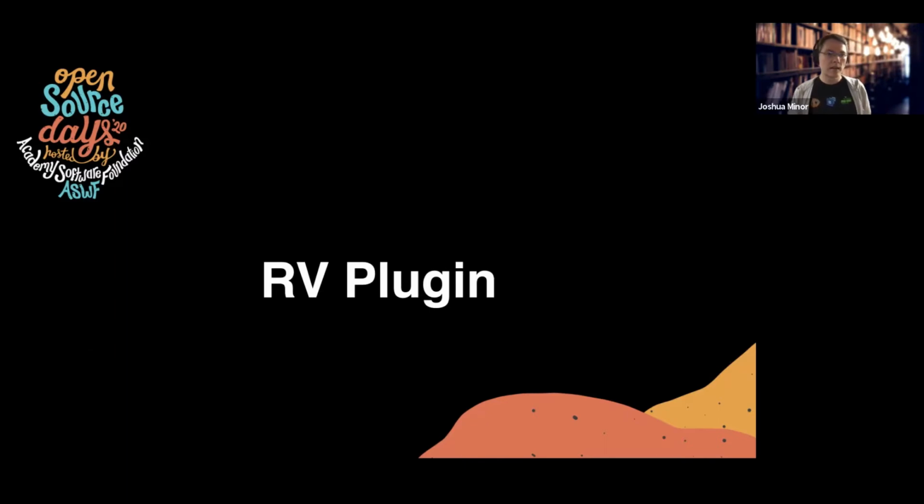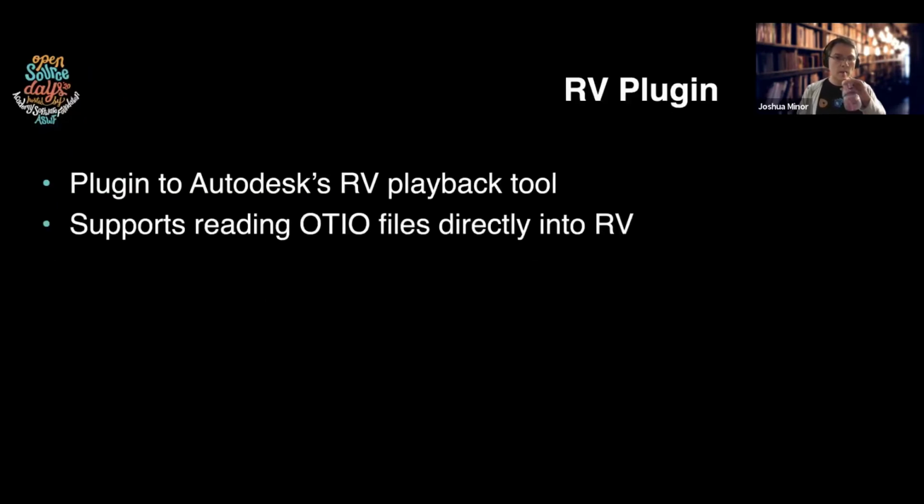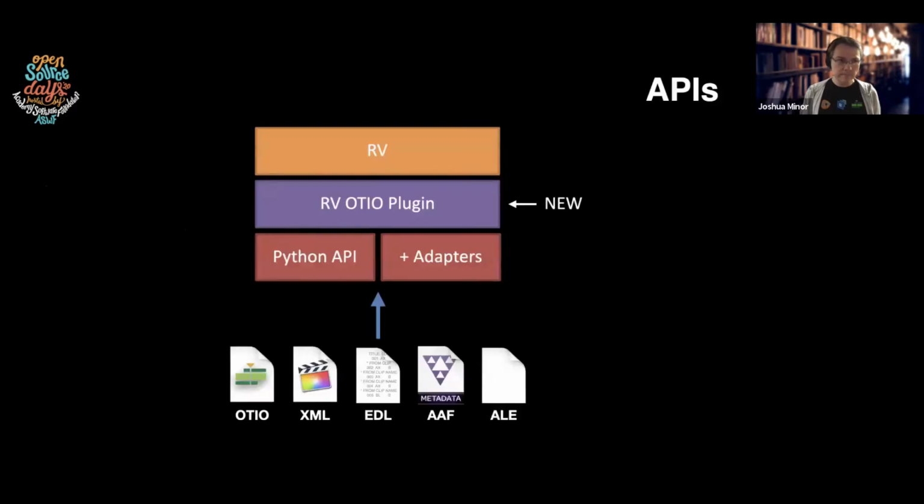Next, we wanted to highlight OTIO's integration with Autodesk RV application. So what we've done is we've built a plugin for Autodesk RV playback tool that supports reading and writing OTIO files directly in the RV interface. RV supports Python plugins, and so using the OTIO Python API, we're able to read and write any format that OTIO supports.